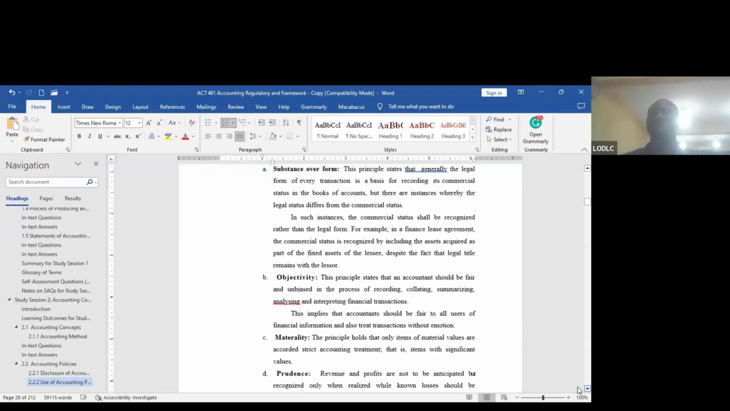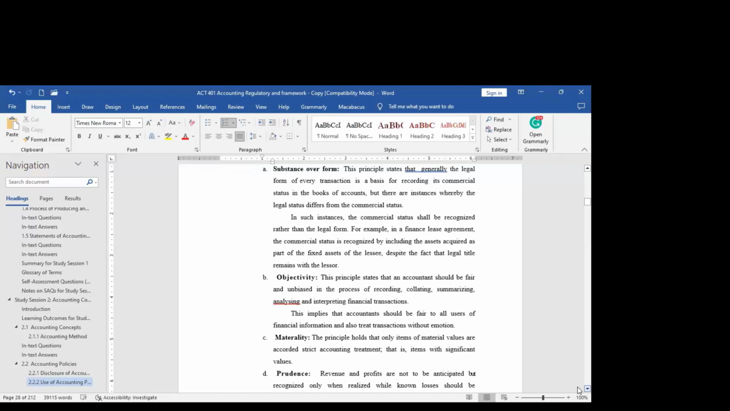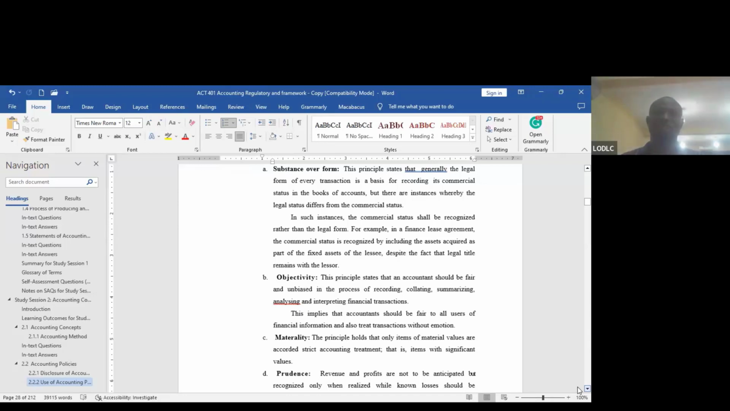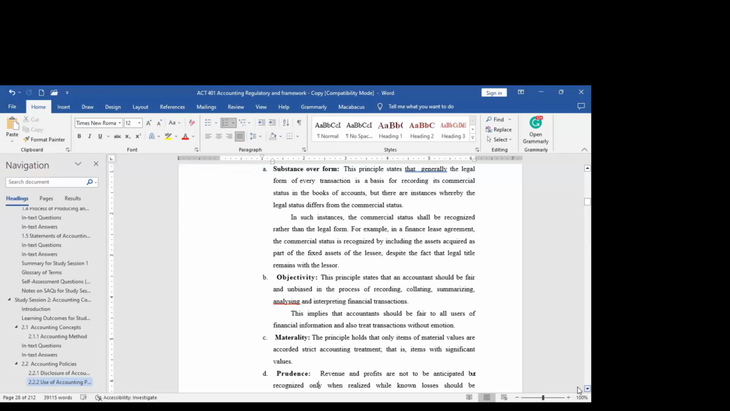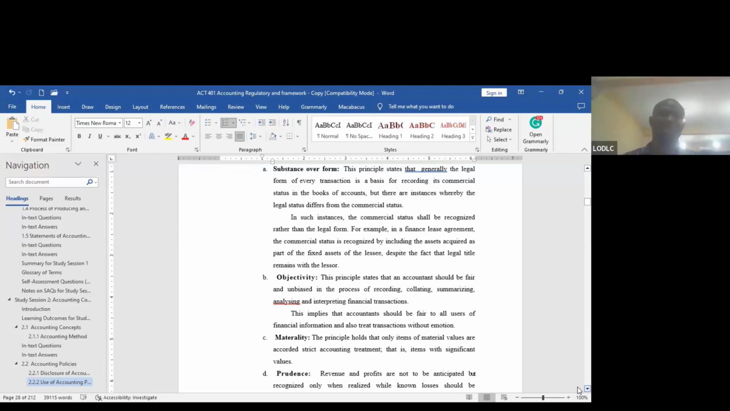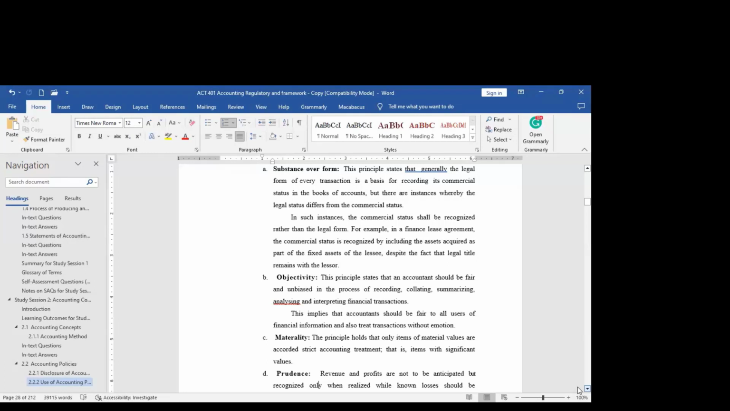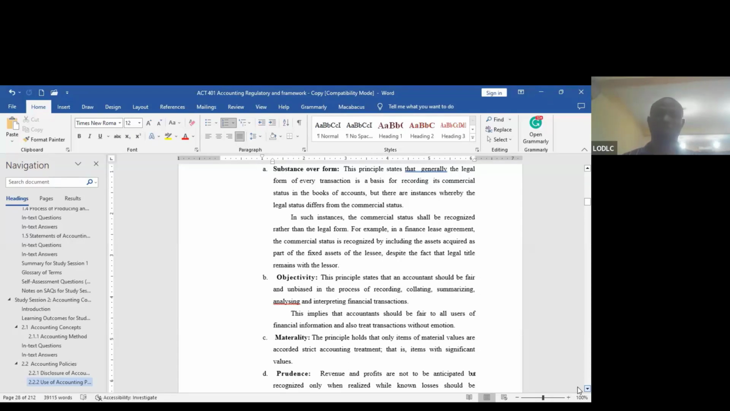So we have objectivity. The principle of objectivity states that an accountant should be fair and unbiased. When you are objective, it simply means you are fair in dealings and you are unbiased. In the process of recording, calculating, summarizing, you don't allow your own personal interest to affect the accounting treatment that you are dealing with. This implies that the accountant should be fair to all users of financial information and also treat transactions without emotion.